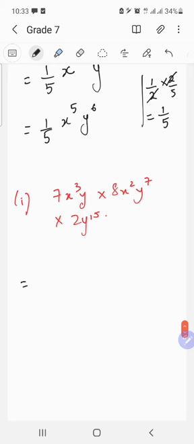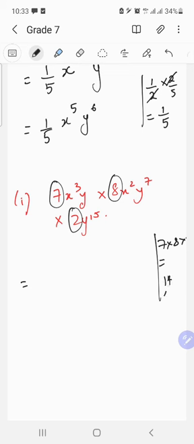Next, we have 3 different multiplications. There's 7, there's 8, there's 2. So on the side, I'm going to multiply 7 times 8 times 2. Now 7 times 2 I know is 14. What I'm going to do is 14 times 8. 8 times 4, 32. 1 times 8, 8. 8 plus 3, that makes 11. 112. And then the powers, there's x, x.